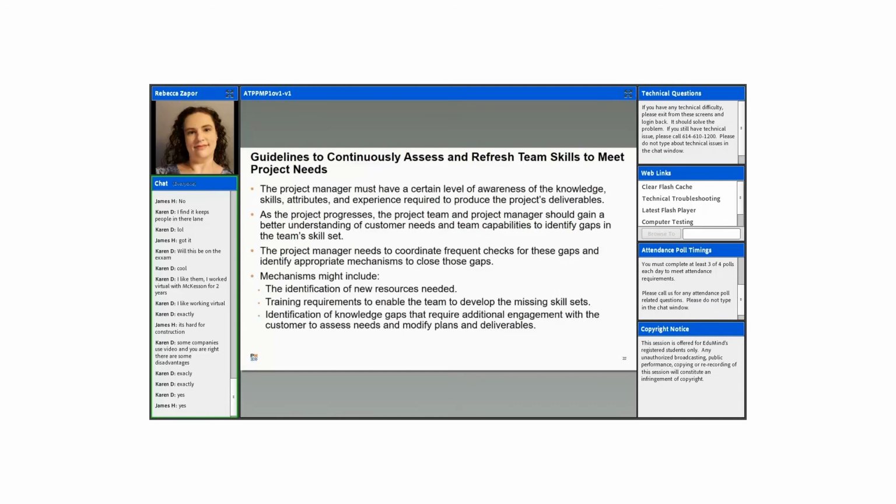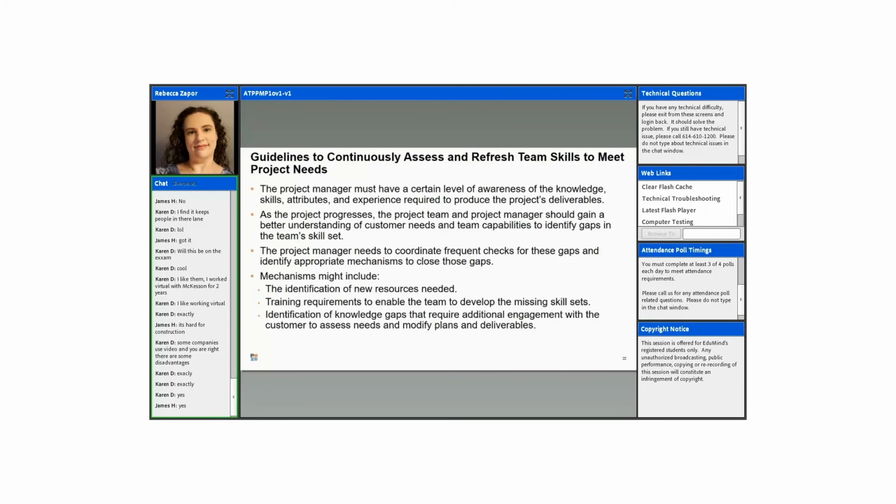So as the project progresses, your team and the project manager are going to gain a better understanding of the customer needs, right, of the requirements and the capabilities on the team to satisfy that. And you're also going to be able to identify any gaps in the team skill set. And then you want to make sure that as a project manager, you're coordinating frequent checks for the gaps and identifying any appropriate mechanisms to close them.